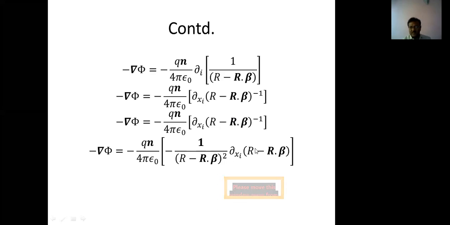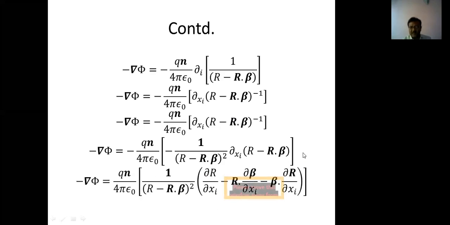bracket. So inside, the argument is r minus r·β. When we operate that inside, you will have this minus sign. This minus and this minus come out to be plus here, and we are left with 1 by (r minus r·β) whole square as a factor. And when we operate that inside, because this ∂xi means ∂ by ∂xi, it will be ∂r by ∂xi minus, since there are products, r·∂β by ∂xi minus β·∂r by ∂xi.